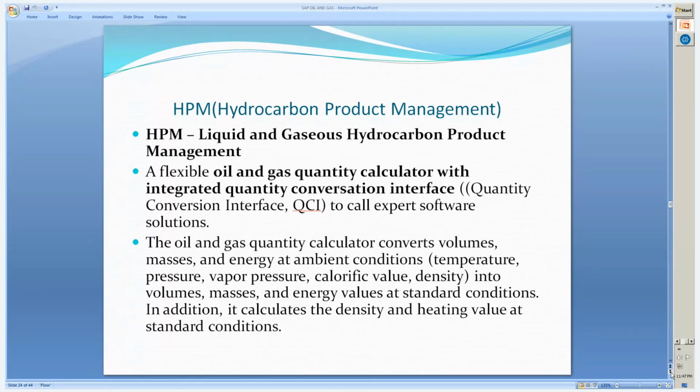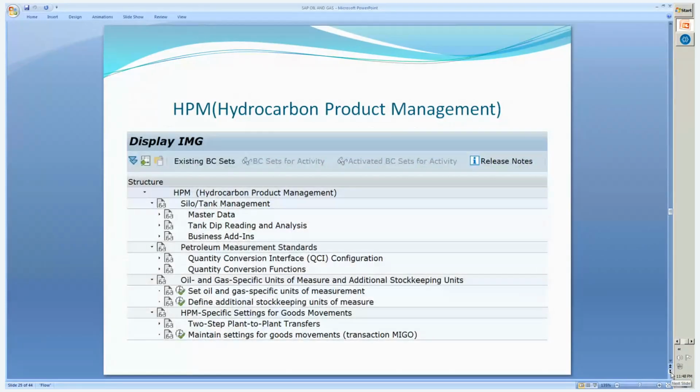They are happening at the actual ambient condition, but they have to be adjusted to a standard temperature, which is normally worldwide 15 degrees centigrade or 60 degrees Fahrenheit. So this calculation has to happen as per the industry practice, and the calculation has to be done by a company which can be authentic in terms of calculation. So you make use of the QCI, basically the quantity conversion interface. Here you can see the part of the IMG configuration where you can have a look at the quantity conversion interface.